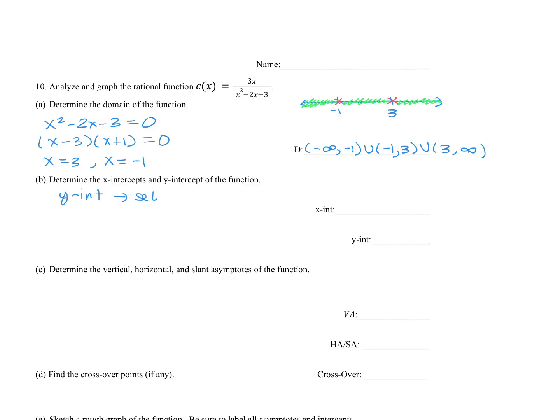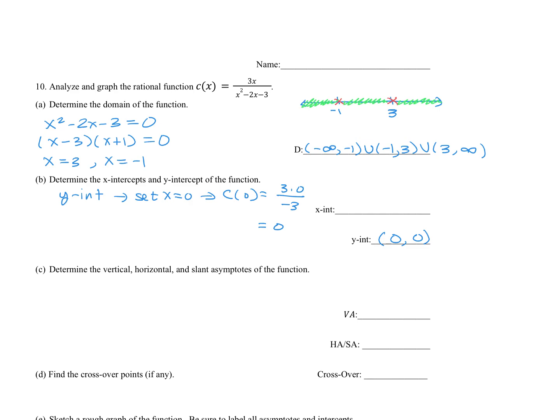Remember that is setting the x equal to 0. In this case, it's finding c of 0. And we get 3 times 0 over basically negative 3. That's going to work out to be 0. So my y-intercept has an x value of 0 and a y value of 0. Again, the denominator does not play a role in getting our x-intercepts. Why did I say y-intercept? Okay, so it was 0. So I put that in the right spot.